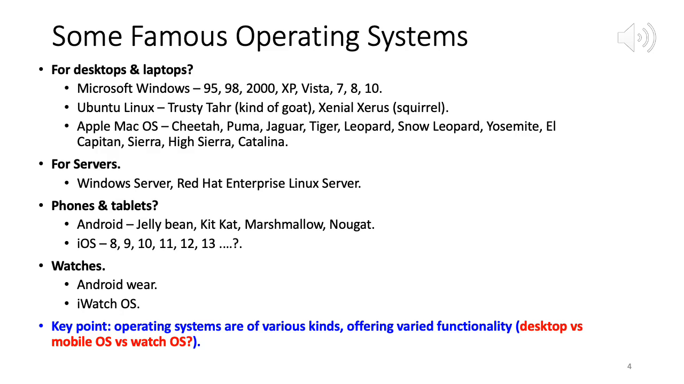And for Ubuntu Linux, Trusty Tahr, Xenial Xerus, and so on. Apple's Mac OS: Cheetah, Puma, Jaguar, Tiger, Leopard, Snow Leopard, Yosemite, El Capitan, Sierra, High Sierra, Catalina. So you can see for most cases there's a specific way in which companies like to name their operating systems, right? So Apple, if you look at the earlier ones, they were all cat species, right? And then they moved down to mountains, right? Yosemite, El Capitan, Sierra, High Sierra. The latest one, Catalina, is the name of an island on the Californian coast.